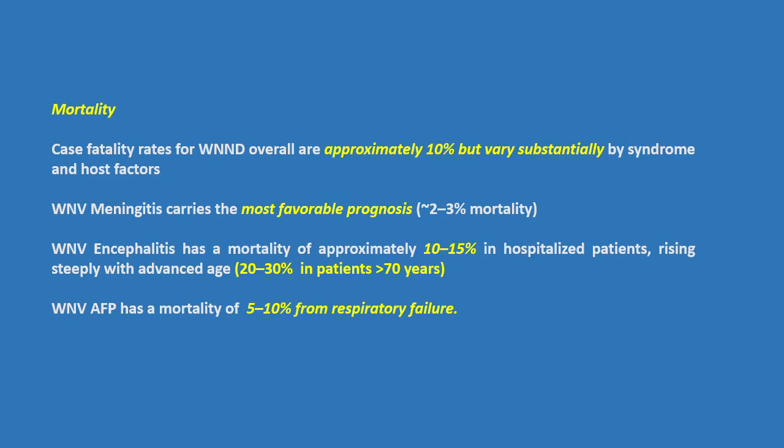Mortality. Case fatality rates are approximately 10% overall but vary substantially by syndrome and host factors. Meningitis has the most favorable prognosis with approximately 2 to 3% mortality. Encephalitis has a mortality of approximately 10 to 15% in hospitalized patients, rising steeply with advanced age, and is 20 to 30% in patients more than 70 years. Acute flaccid paralysis has a mortality of 5 to 10% from respiratory failure.